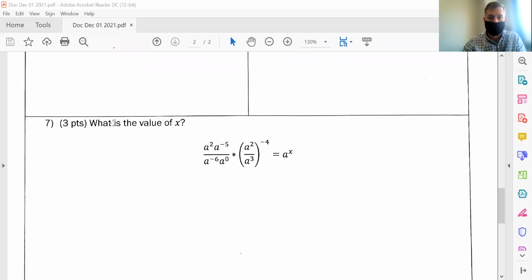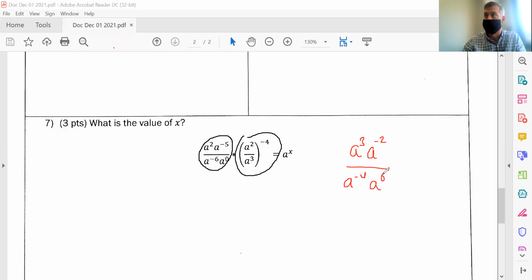Let's look now at number 7. What is the value of x? We've got to simplify this whole thing. The very first thing we need to do is simplify these two things independently of each other. An example problem that's very similar: a to the third, a to the negative second, let's say a to the negative fourth, a to the 0 times a to the third over a to the fourth, all to the, let's say, negative second power.